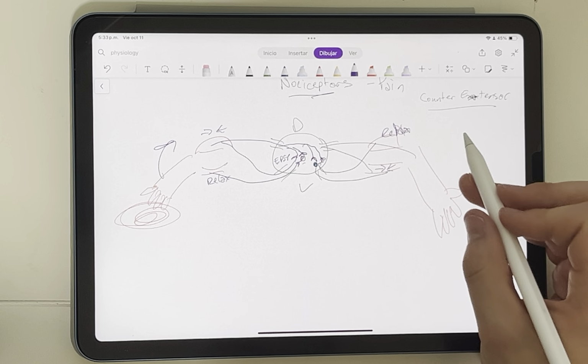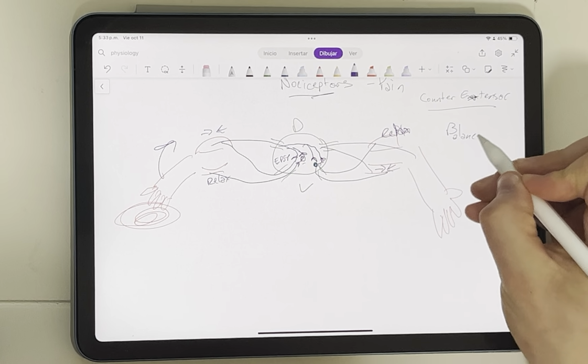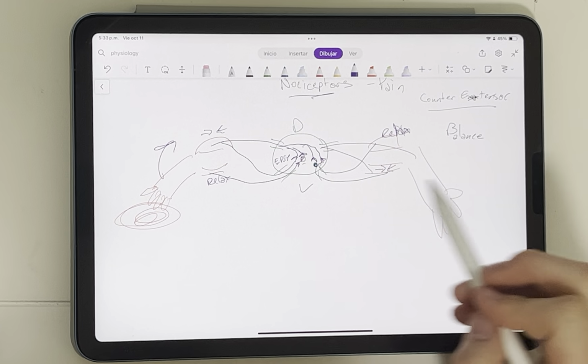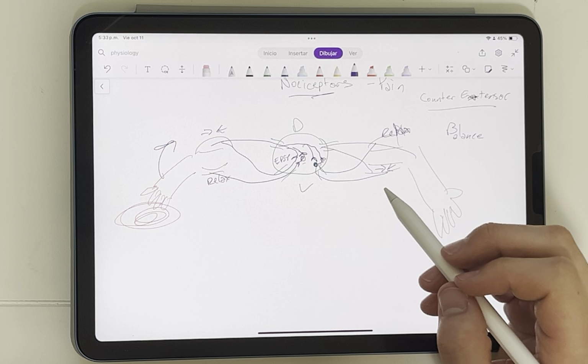So this is called the counter extensor. It's to help maintain balance. So that'll maintain balance as this other arm contracts. This arm will extend backwards and keep us balanced.